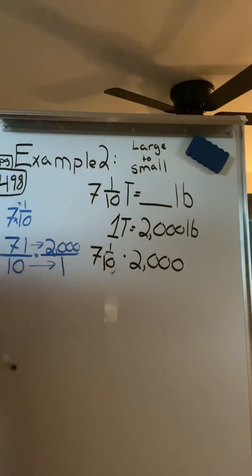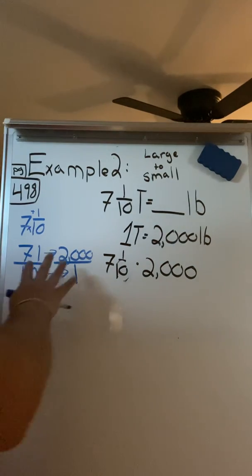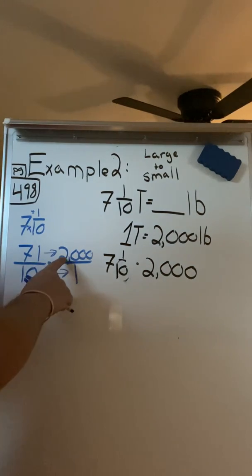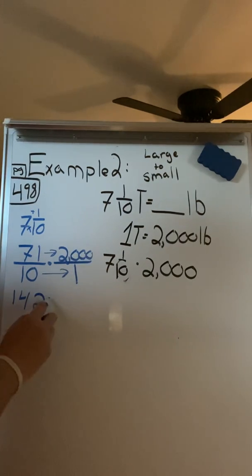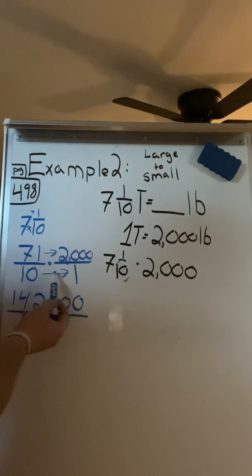Some of us will be able to do this in our head, and some of us won't, and that's okay. For sake of time, I know that if I take 2 times 1, I get 2. If I take 7 times 2, I get 14, and then I can add my 3 zeros behind that. Over, well, I know that 10 times 1 is 10.